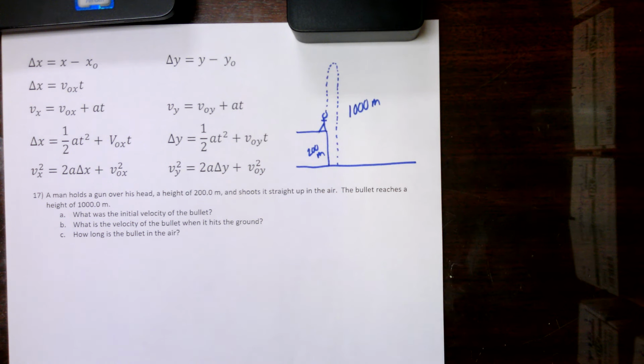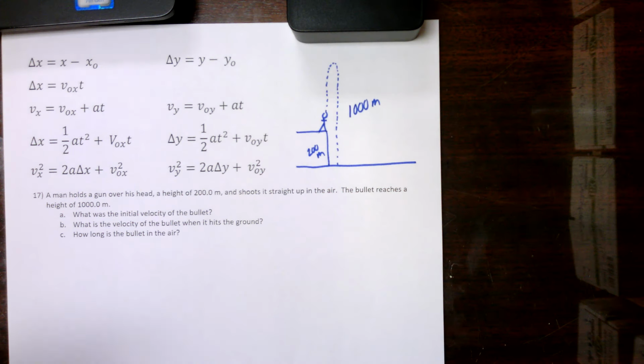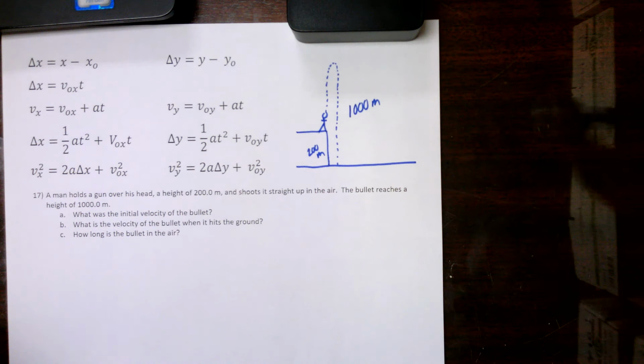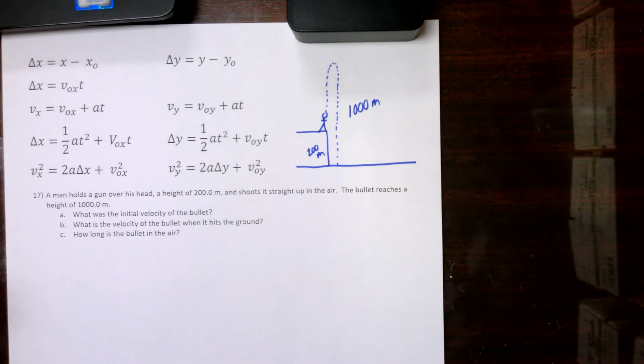All right, so let's look at problem number 17. This one's worded a little bit different. Got a man holding the gun over his head at a height of 200 meters. The way this one is worded is a little confusing. So here's how I took this to be, and that's why, once again, I like to draw a diagram.